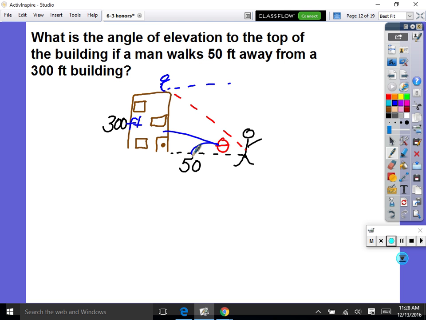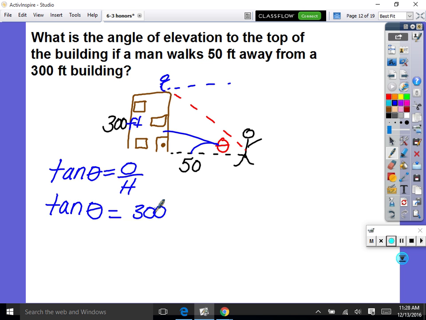Which one has opposite and adjacent? Tangent. So we're going to be using tangent of theta equals opposite over adjacent. Put in what we know. Tangent of theta, we don't know theta. Opposite is 300 over adjacent, which is 50. Now this is where we need to get theta alone, correct? How do you undo tangent? Inverse tangent. Very good.